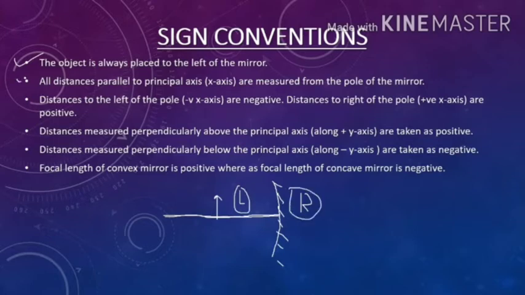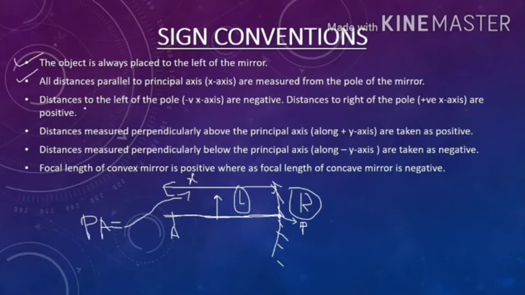The second one is: all distances parallel to the principal axis are measured from the pole of the mirror. It means if this is the distance, let this be x distance, then we should measure it from this point, the pole of the mirror. We should measure this distance x from the pole P to this point A. So PA is equal to x distance.